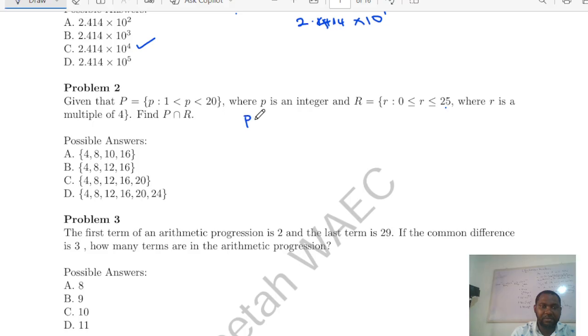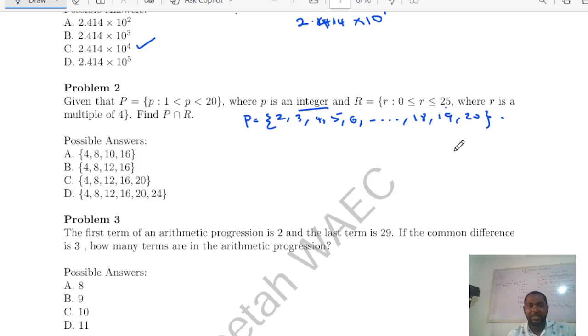First of all, P are values between 1 and 20, but 1 and 20 are not inclusive because there is no equal sign here. So that means it's going to start from 2, 3, 4, 5, and they are integers. So 6, and it keeps going. You continue 18, 19, 20. Okay, so we can leave it this way.